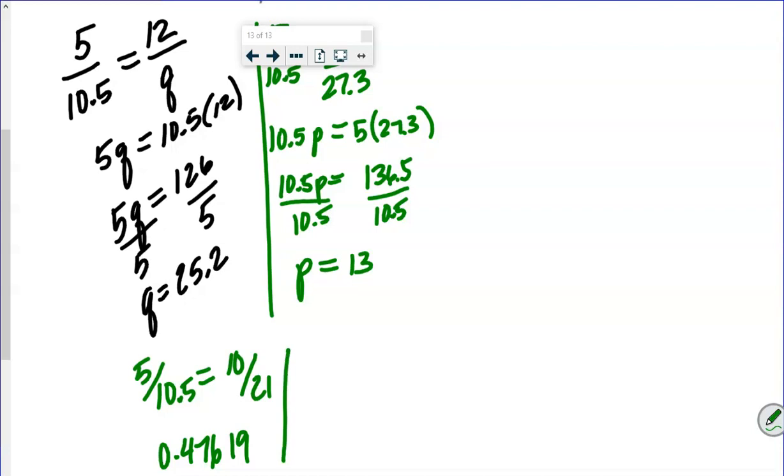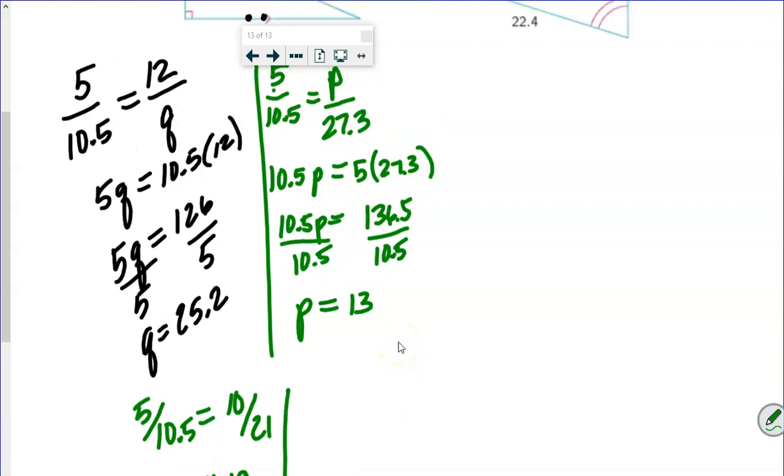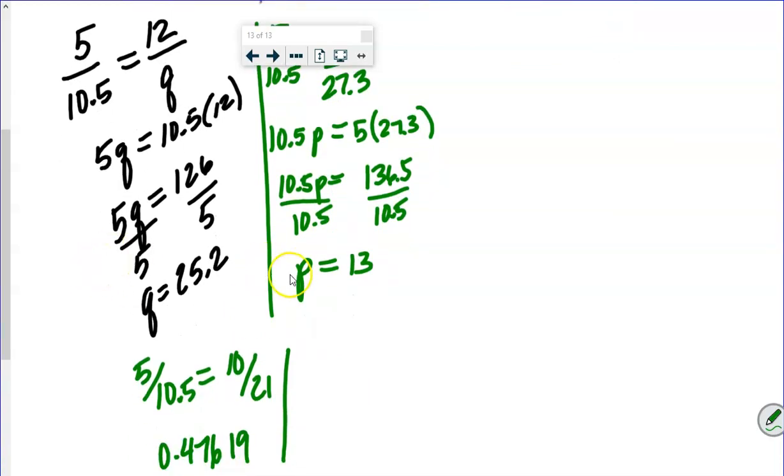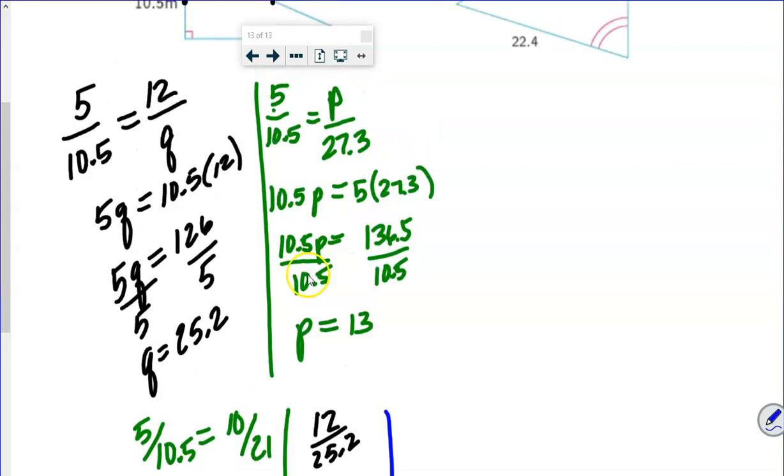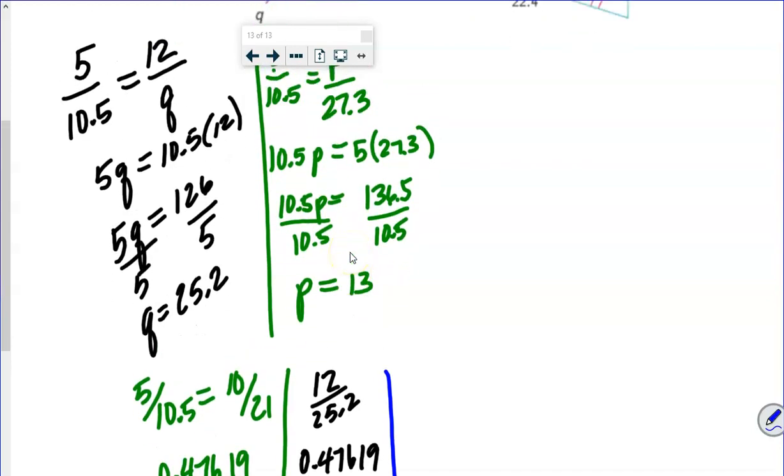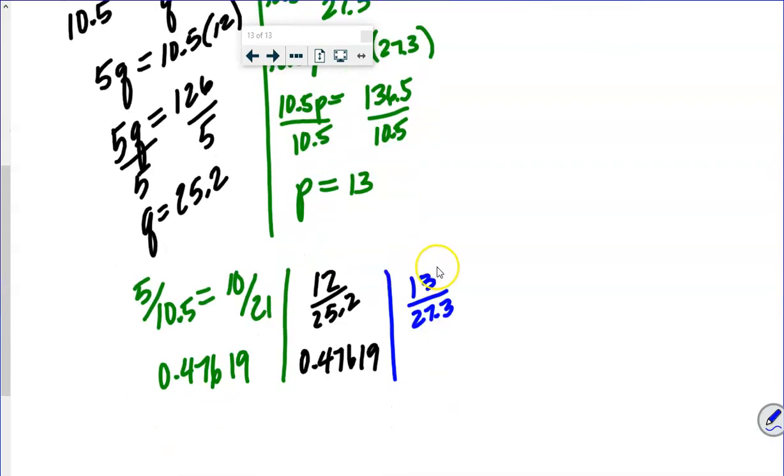So now let's try this. Let's do Q next. So Q is going to be 12 over 25.2. Put that in your calculator. Got the same number, 0.47619. And then our last one, same thing, right? This time we're doing P, and P was on top, so that's going to be 13 over 27.3. And again, when I put that in the calculator, I got the same number, and that's what you're looking for, okay?